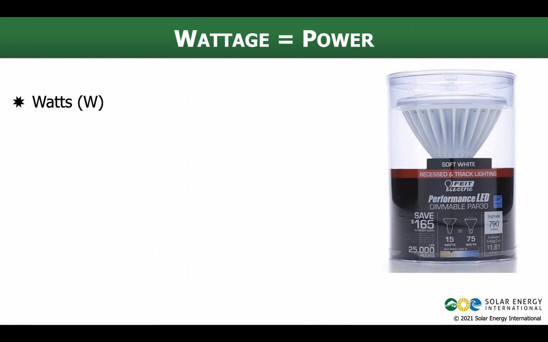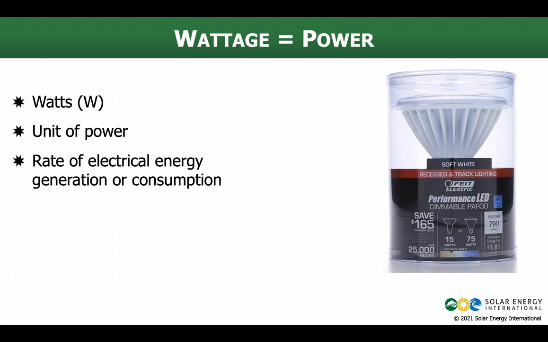Often you'll see it abbreviated, the W for watts, the unit of power, and this is a rate of electrical energy generation or consumption, a rate of power usage or generation. Now, this is an instantaneous measurement. It's the here and the now, what's happening in this immediate moment.